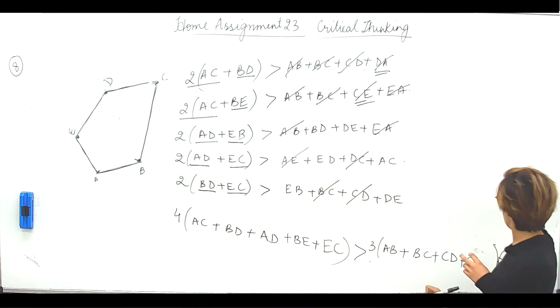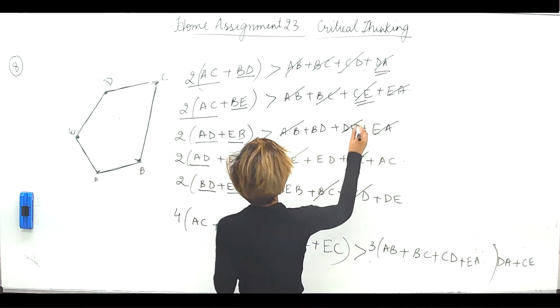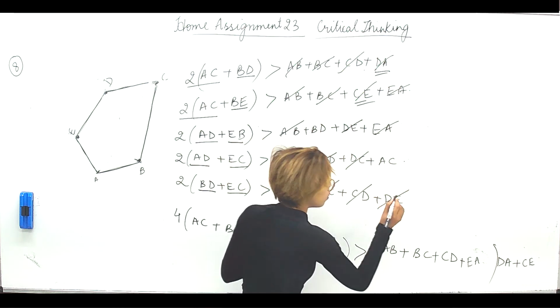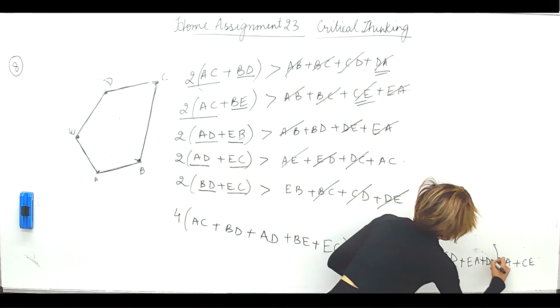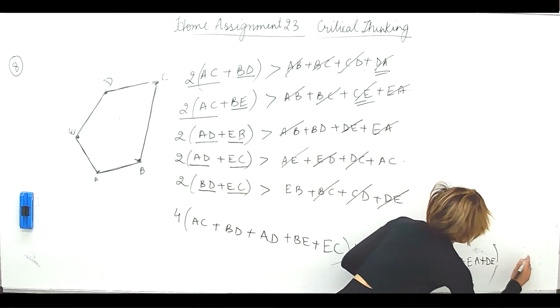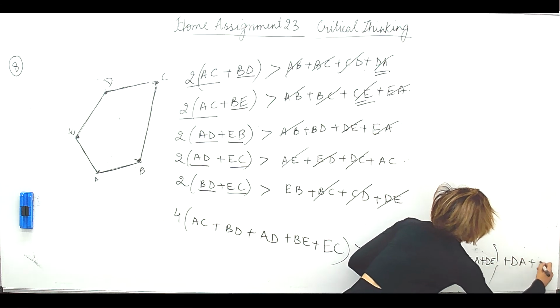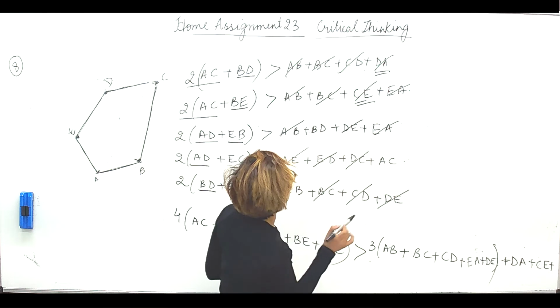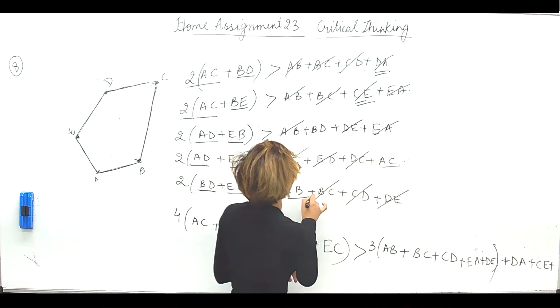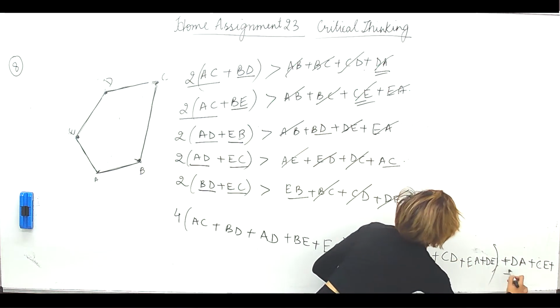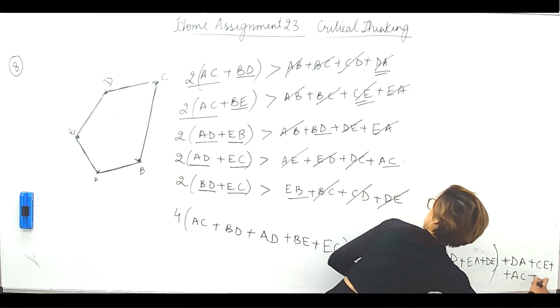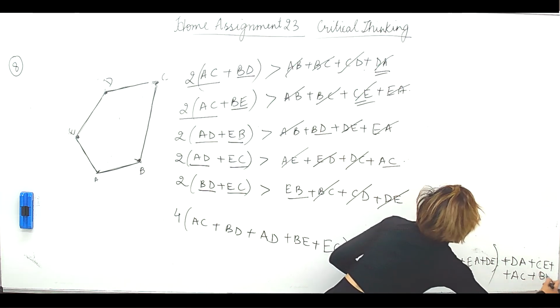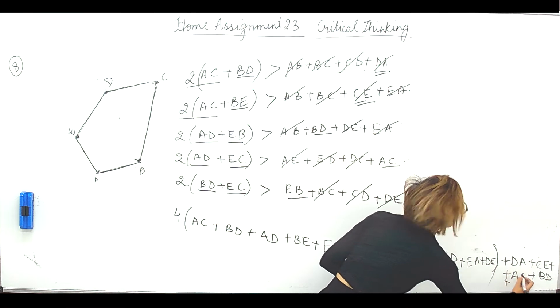राइट. DE 1 2 3. तो DE भी थ्राइस आ रहा है. ओके प्लस DA प्लस CE प्लस. राइट. ओके और क्या रह गया? AC रह गया एंड EB रह गया एंड BD रह गया. तो प्लस AC प्लस BD प्लस व्हाट? EB.